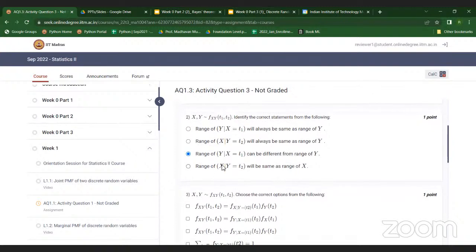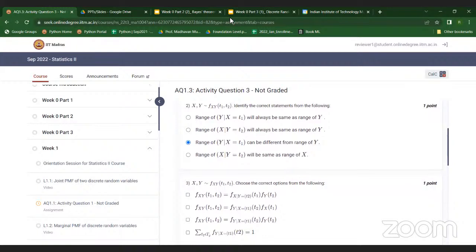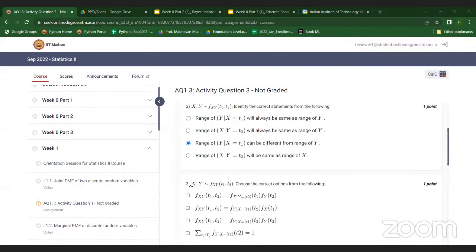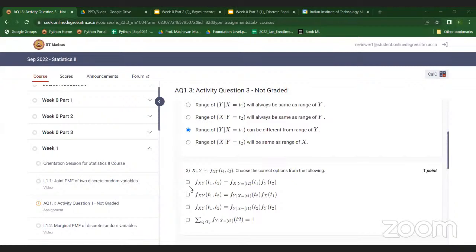Sir, I have a question here. When we say range, does it mean the values that Y can take? Yes, it will fall within the range of Y. It may not necessarily be the same, though, in terms of the difference between the minimum and the maximum value. Correct.